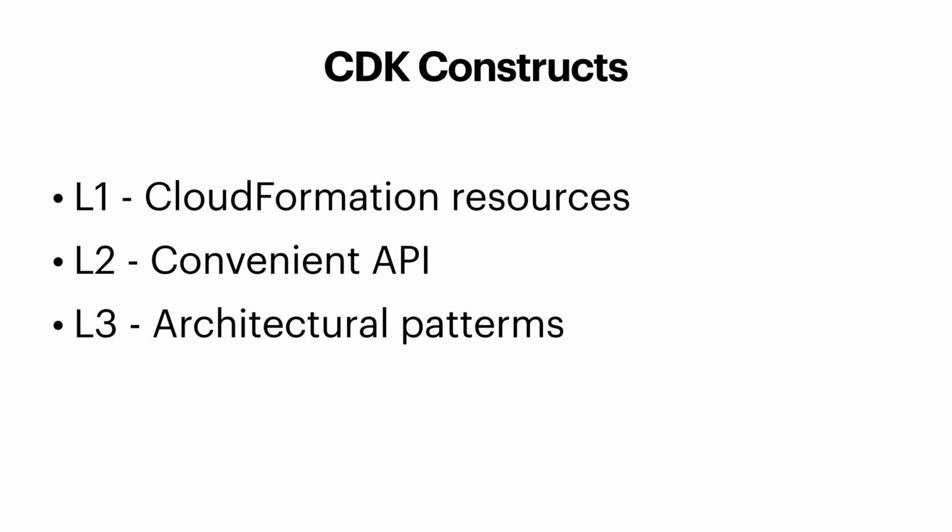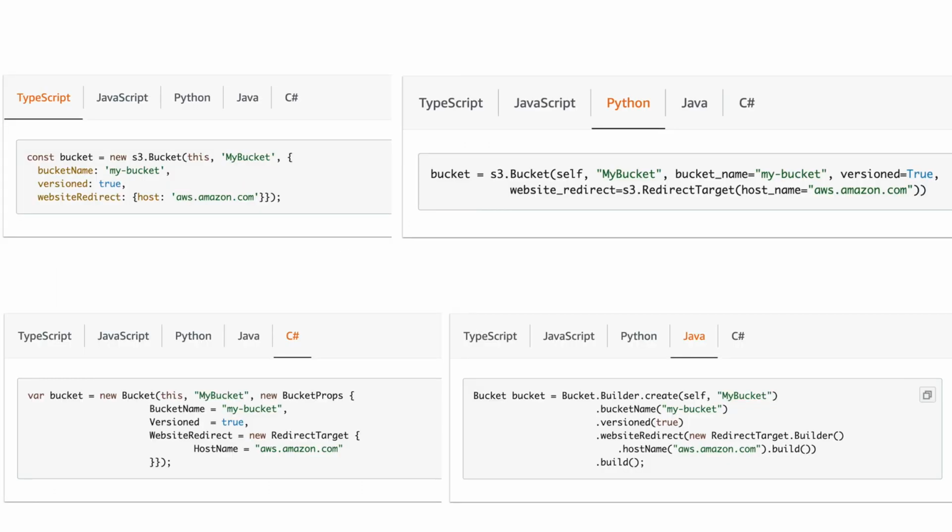In layer 2, we have a more convenient API that has sensible defaults, maybe a bit more abstraction, that lets you easily define more complex constructs, sets of resources, everything. And then we can combine those into patterns, what are called layer 3 architectural patterns. And these can be very complex applications or pieces of applications to potentially create any number of CloudFormation resources behind the scenes.